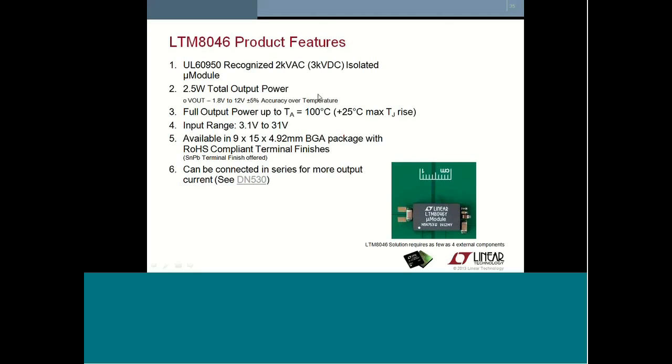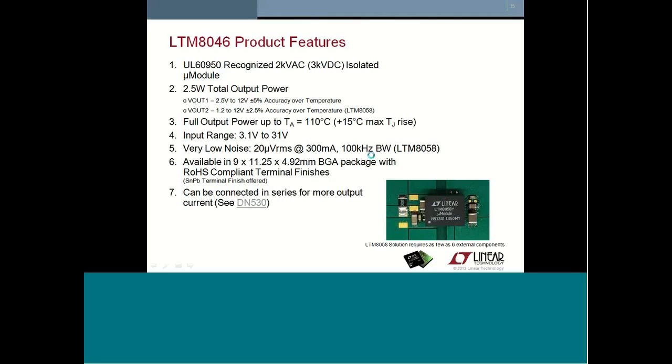Let's consider one of the examples. LTM8046 is a 3 kilovolts DC isolated micromodule with a total output power of 2.5 watts. The input voltage range is up to 31 volts, and the whole micromodule is a tiny device, 9 by 15 by almost 5 millimeters BGA package.